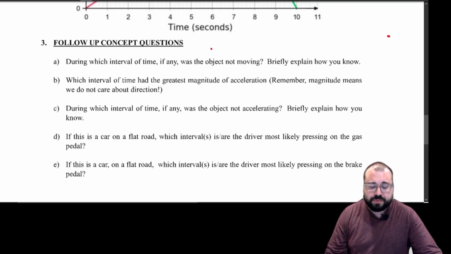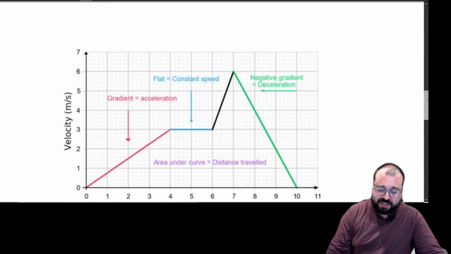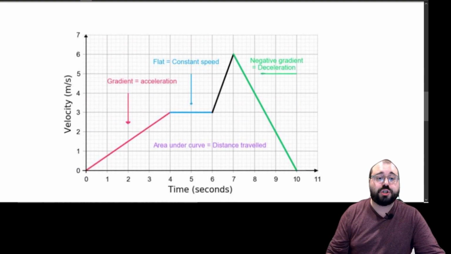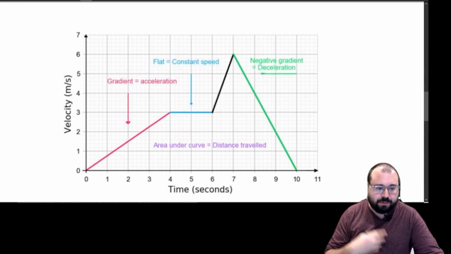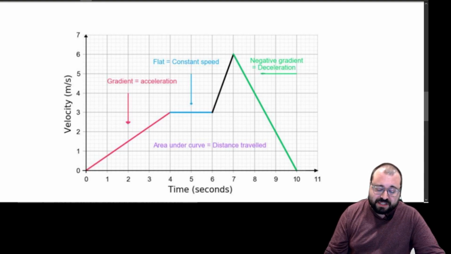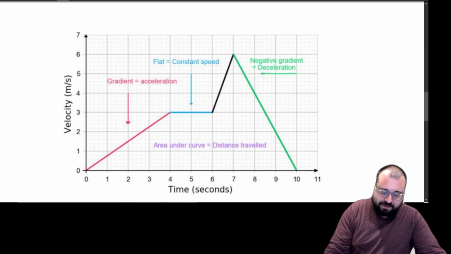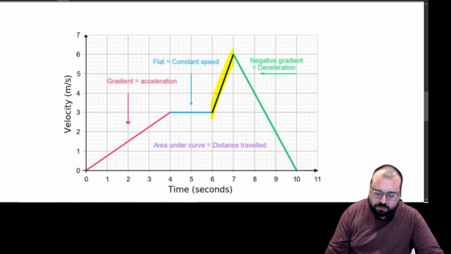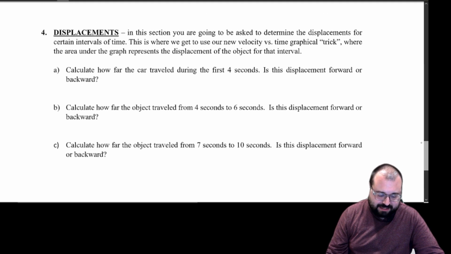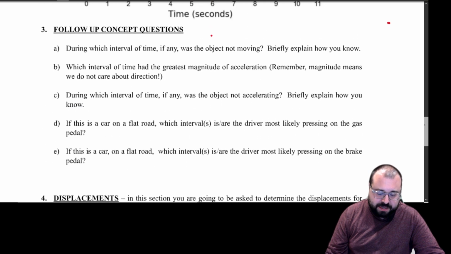Which interval of time had the greatest magnitude of the acceleration? So remember, direction doesn't matter when we say magnitude, right? We just want the amount. So I'm going to look for the steepest slope here. And if I look, this section right here clearly has the steepest slope. So it would be from 6 to 7 seconds. We have that steep slope there. These are where they get interesting.